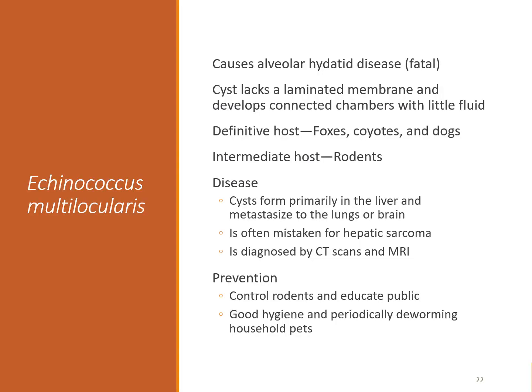Echinococcus multilocularis will cause the alveolar hydatid disease, and so this is fatal. With this disease, the cyst lacks the laminated membrane, and it develops connected chambers with very little fluid, and so this will form primarily in the liver, and then it can metastasize to the lung or to the brain. It's often mistaken for a hepatic sarcoma, but it can be diagnosed again with CT scans, MRI, and you're looking in that soft tissue.